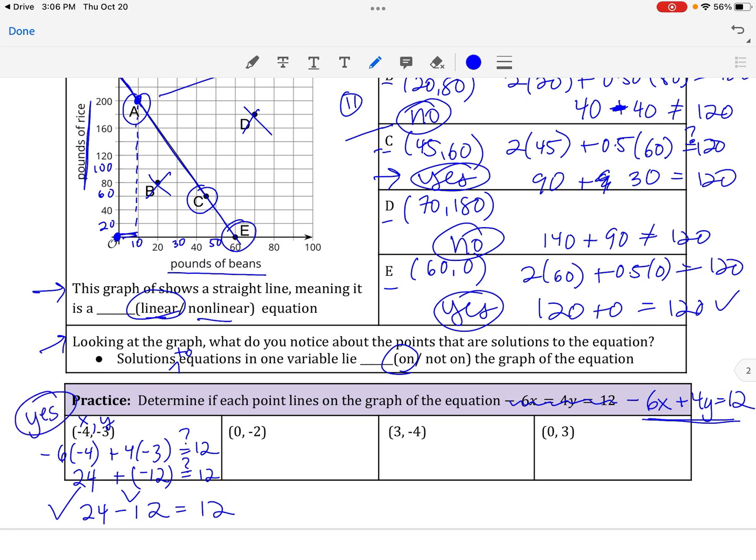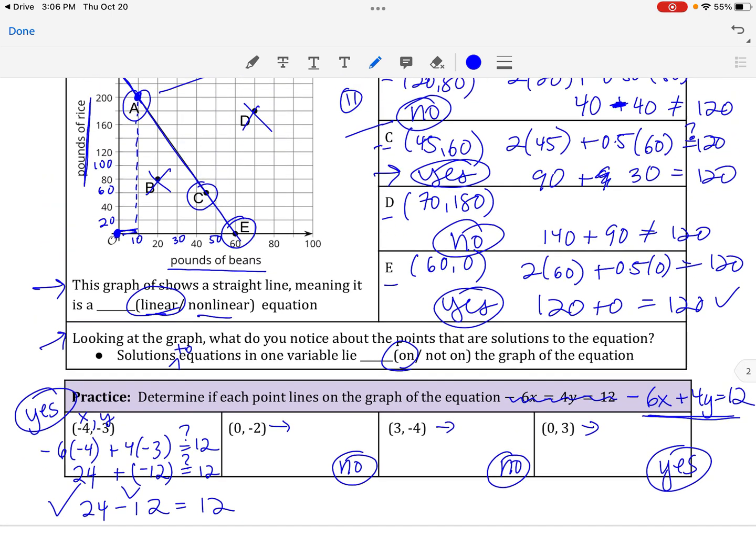All right, you pause the video, try the other ones on your own. And I'm just going to put the answer. For credit, you have to work it out on your own. You have to plug them in and write them. This one is not a solution. This one is also not a solution. And this one is a solution. And you show that in notes, and that is it.